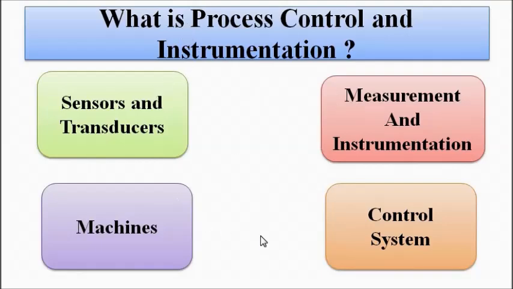Okay, so it is the grouping, amalgamation of these four fields, and these four form the important building blocks of process control and instrumentation. So how these different fields come into play, we will discuss. Okay. So process control and instrumentation. So the name itself represents what is involved here: process, control, instrumentation.